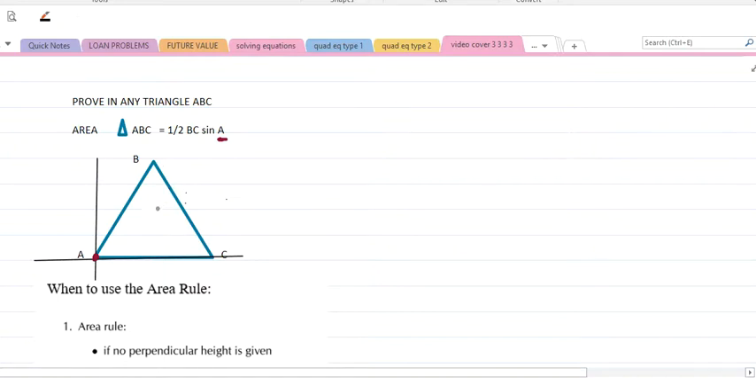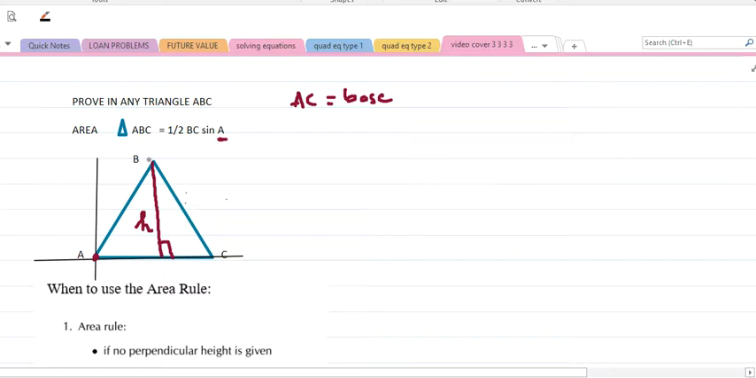Now in order to prove the area rule, we drop a perpendicular from point B to AC. And we would call this our height. Now what we need to do is, if we look at the diagram, AC is the base of the triangle and h is the height.